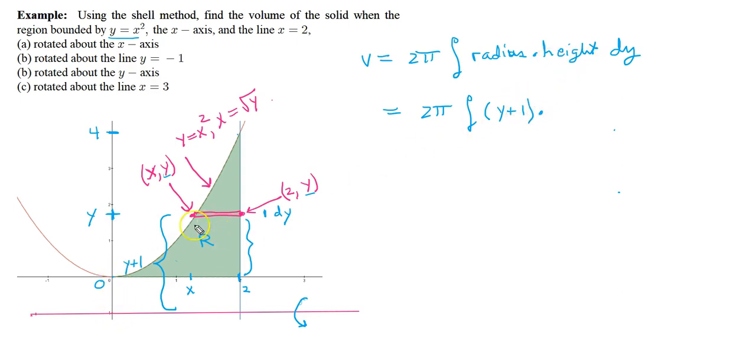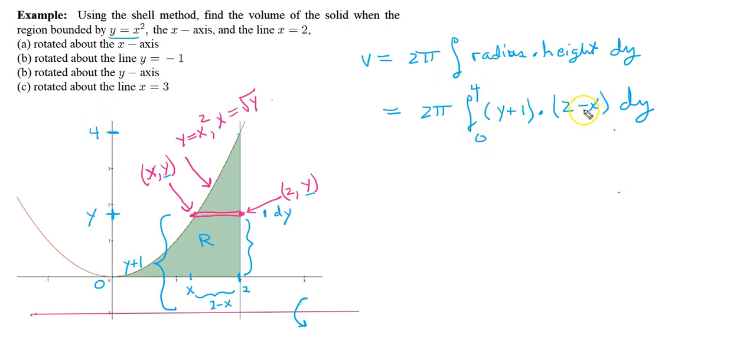The height or width of this shell is still 2 minus x. That's this distance, 2 minus x, dy, and the y still goes from 0 to 4.